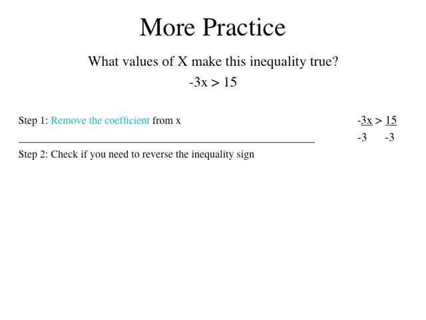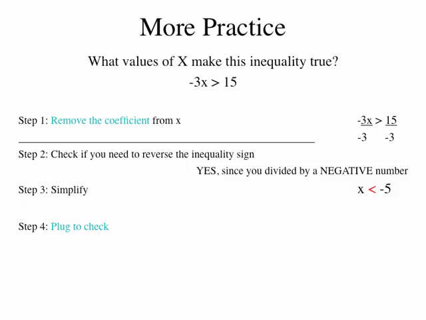I need to stop and check to see if I need to reverse the inequality sign. Here, I divided by a negative number, and so I do need to turn that inequality sign around. When I simplify, I'll have x on the left and -5 on the right, and notice that I go from a greater than symbol to a less than symbol. I switched my inequality around.